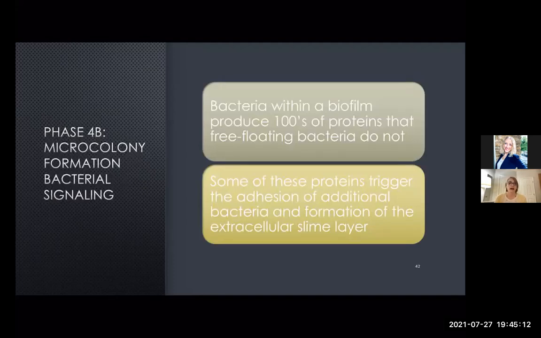So bacteria within a biofilm, this signal, they've got tons of proteins that the free-floating bacteria don't have. So some of those proteins actually trigger adhesion of bacteria and formation of the extracellular slime layer. So they get into this community, this little colony, and they're like, okay, we're safe now. Let's secrete our protective layer and protect our house kind of thing.